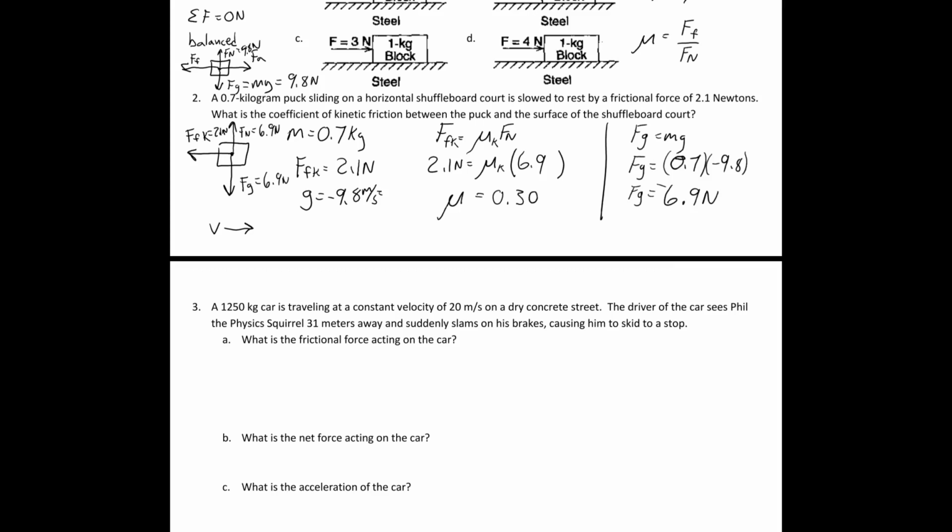and you get 0.304, and so on. What are the units for the coefficient of friction, you ask? There are no units, because if you look at the formula up above, you have a newton divided by a newton, a force divided by a force. Those newtons cancel out. That's why there's no units for the coefficient of friction, and we could just leave it like that. Okay, number 3.